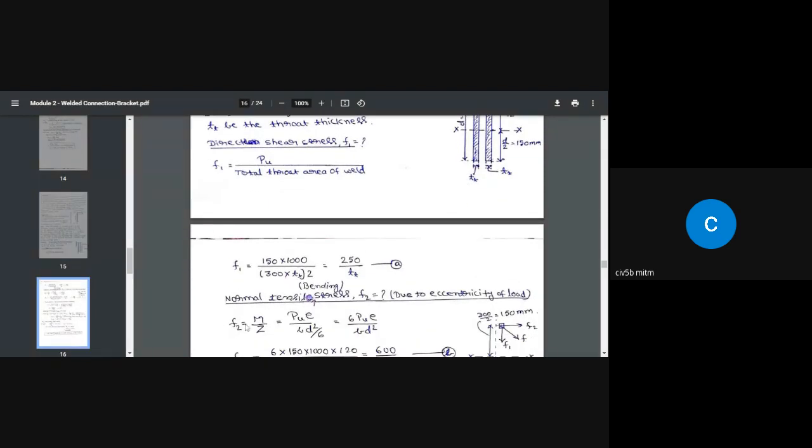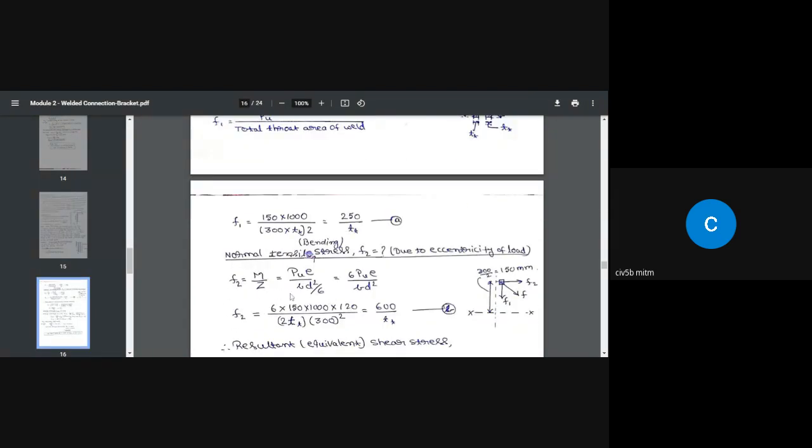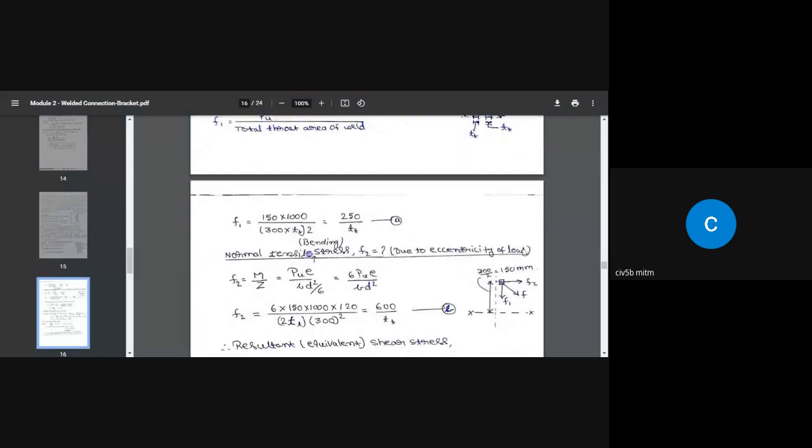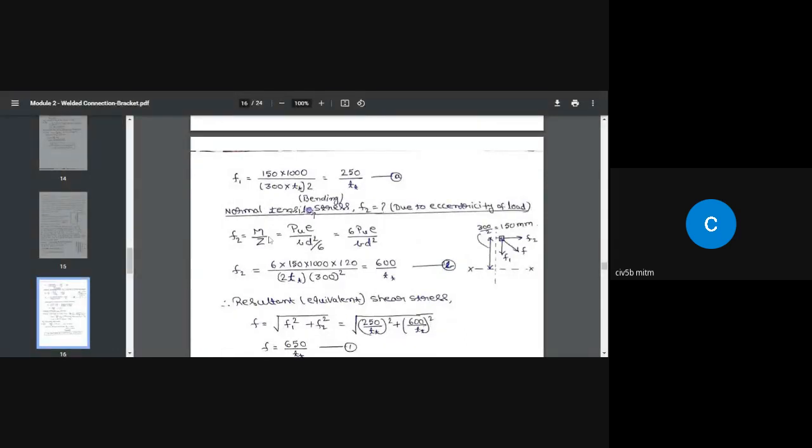So that is the F2 value. That F2 value is given by M by Z. So what is M by Z? Look here. F2 equal to M by Z. So coming to M, it is the design load multiplied by the eccentricity. So these two things are known. Z is the section modulus, BD square by 6.